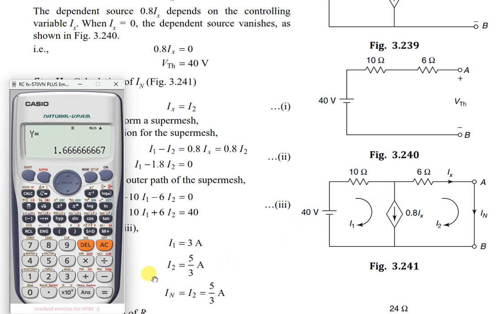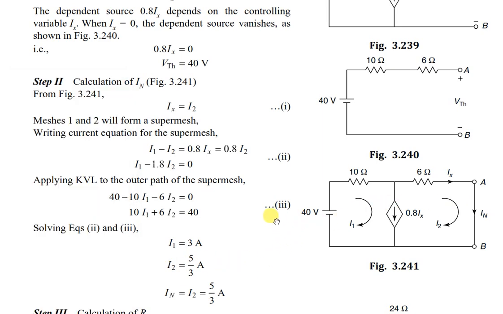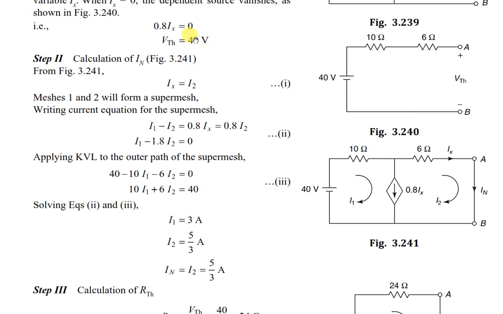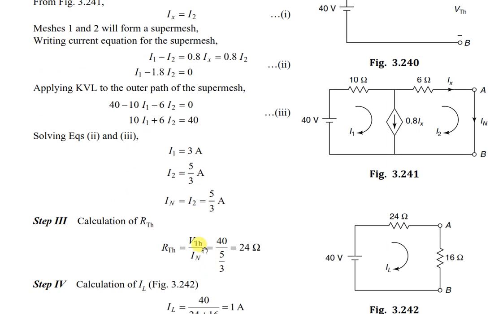Now to find the RTH, what is the formula? In the case of dependent source only, whether it is Norton's theorem or Thevenin's theorem, you have to find RTH as open circuit voltage by short circuit current. Open circuit voltage we got 40 volts, short circuit current we got 1.667. So this will give you 24 ohms.